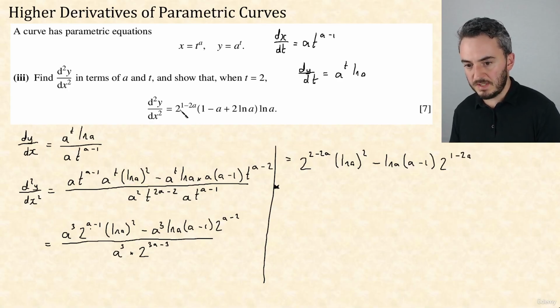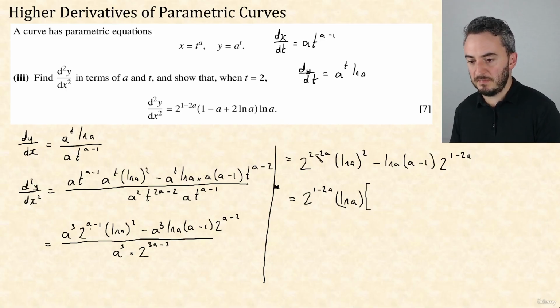Okay, we're getting pretty close to here. And I think we've just got to force the issue, which is to say I want there to be a 2 to the power of 1 minus 2a factored out, and I want there to be a ln a, so let's pull that out as well. So pulled out from each of these, what's left? Well, from this one, so the power here is 1 more than it is there. So I've got a 2 from this one, 2 to the 1, and I've got a ln a.